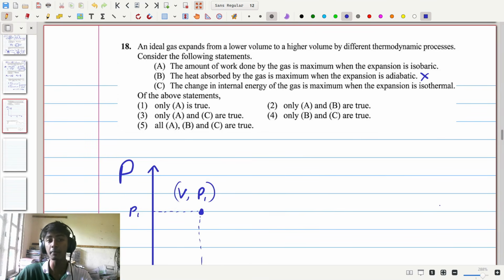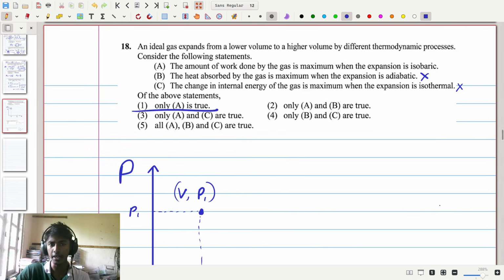Now similarly, statement C says the change in internal energy of the gas is maximum when the expansion is isothermal, and isothermal means that the change of temperature is equal to 0, or the temperature is constant. Now according to that, since delta U, the change of internal energy, is proportional to delta T, the change of temperature, and since delta T is equal to 0, the change of internal energy is also equal to 0, and therefore it cannot be maximum. So therefore statement C is also wrong. Now since B and C are already wrong, we can see immediately the correct answer is only A.